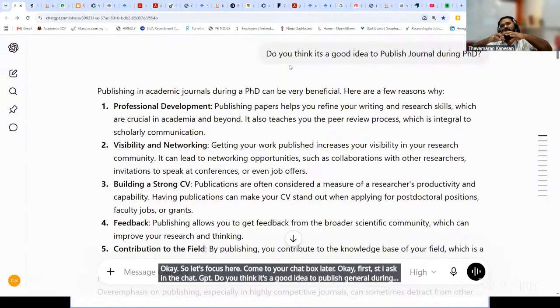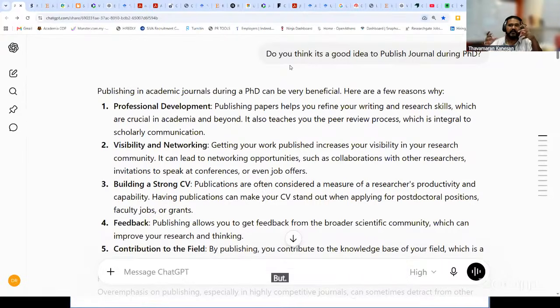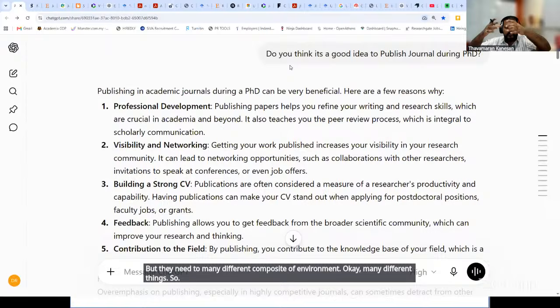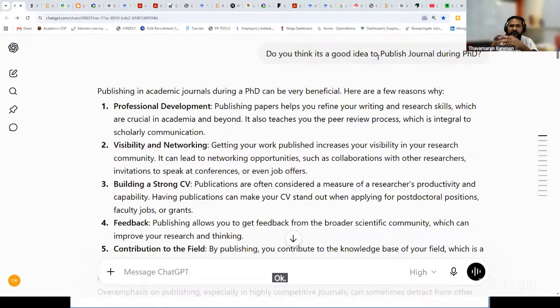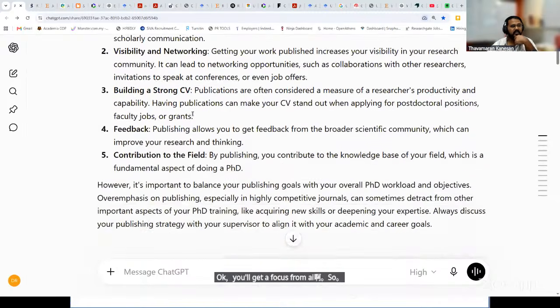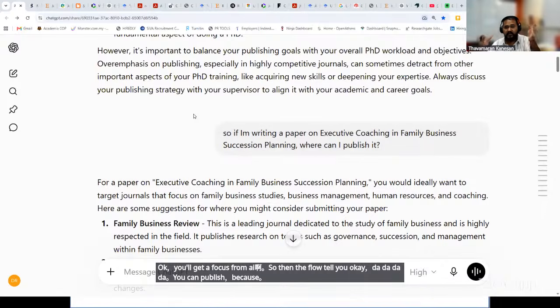Why? Because there is a lot of information pertaining to many different composites of the environment, many different things. So you want your AI to focus on a very specific matter. Once you put in this kind of very general question, you get a focus from the AI. The flow will tell you, you can publish because of all these reasons. Now the AI already understands the scope this particular person is prompting. The scope will narrow. We call that funnel prompting.